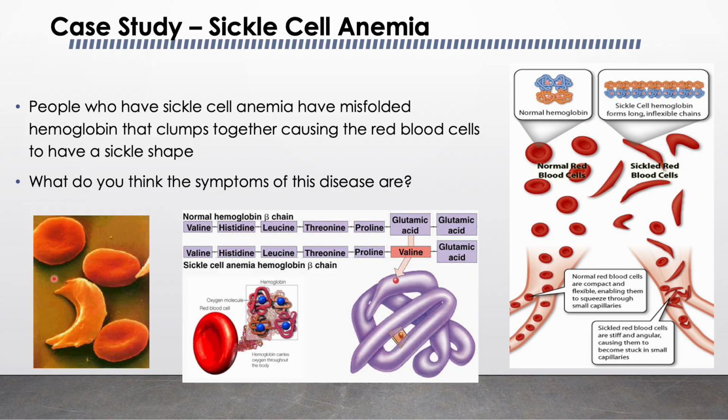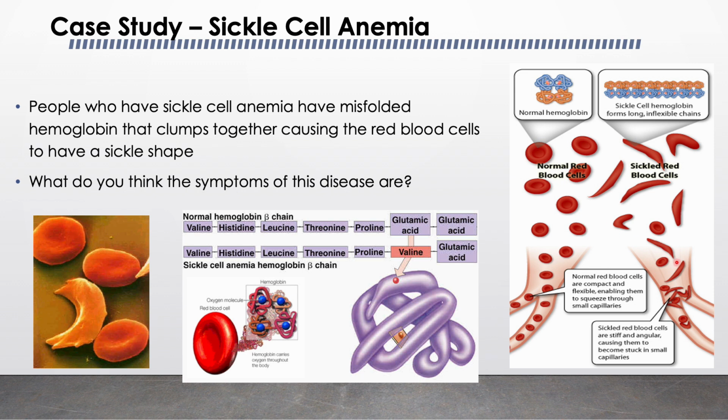Someone with sickle cell anemia doesn't have these little discs; they have what they call a sickle shape. That's what this is representing, a sickle shape for a red blood cell. And as a result, when you look at the blood cells moving, transporting oxygen, normal cells are able to move through the little capillaries because they're very flexible. They can fold up, squeeze through, and be able to transport oxygen.